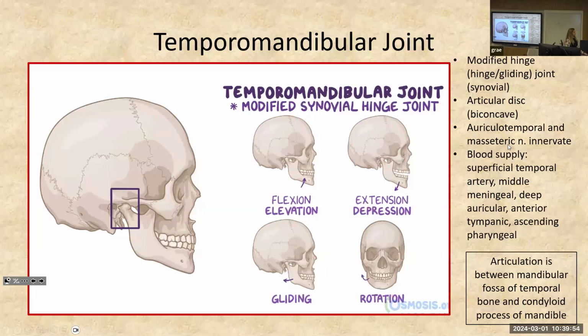And we talked about the muscles already that act upon this joint. So you can go back to those slides, and don't forget that the lateral pterygoid is the only one that helps with depression. And we did already talk about the arteries that supply blood, because those are the arteries that are branches of the maxillary artery.